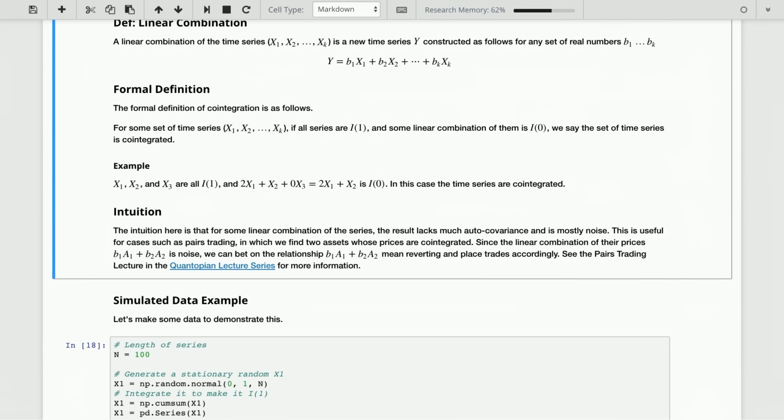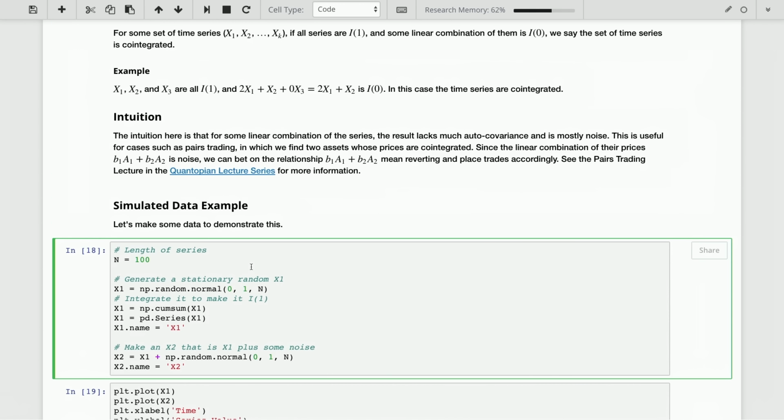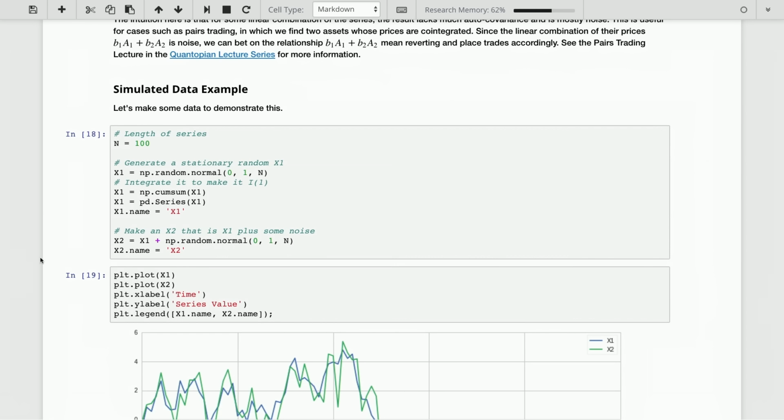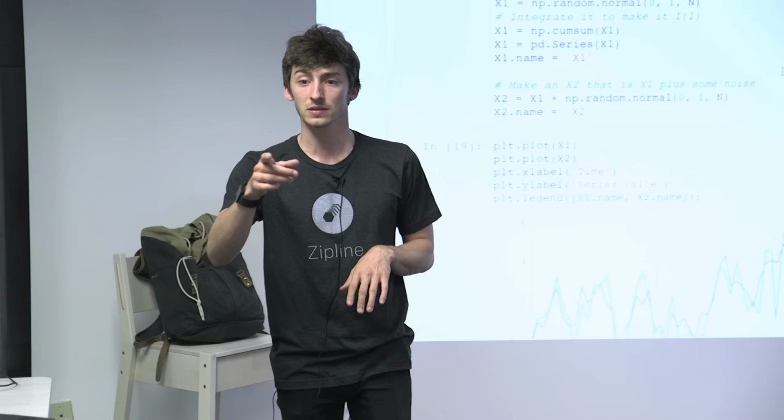So let's make some simulated data before we come up with another example from the stock market over a particular set of years that has co-integration. I'll generate x1 and x2. I'll say, hey, I have x1. It's some samples from a random normal. And x2 is that plus a little bit of noise.